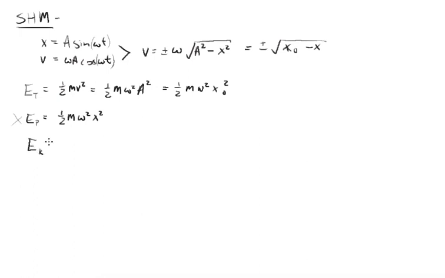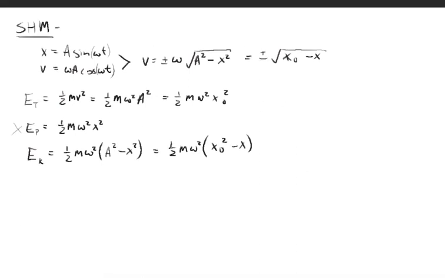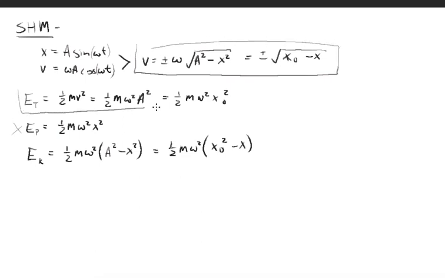And then the kinetic energy, which is given to you in your data booklet, is just the total energy minus the potential. You get 1/2 m omega squared times amplitude squared minus displacement squared, or with the x naught, 1/2 m omega squared times x naught squared minus x squared. Okay, so that's pretty much it for what needed to still be said from simple harmonic motion that I didn't cover in the other videos. Pretty simple, just this equation and then the kinetic energy and potential energy equations right here.